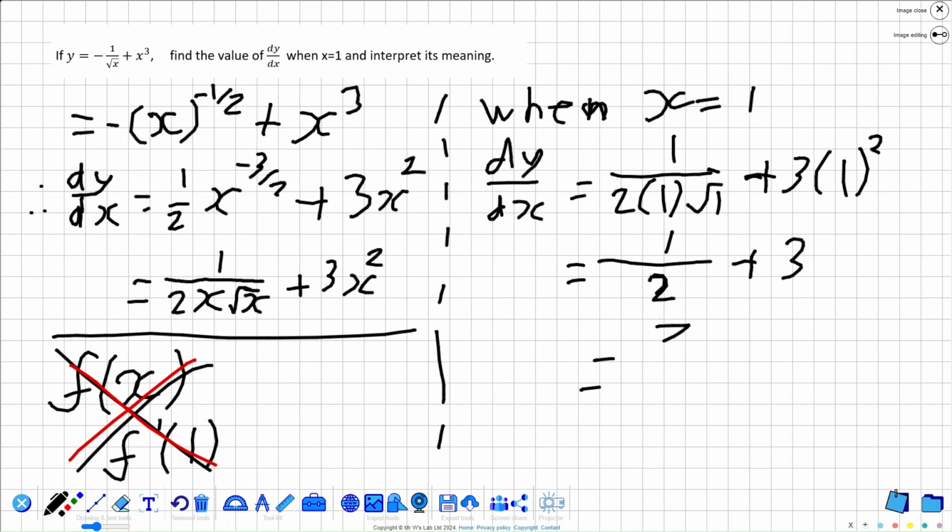7 over 2, and it did ask us to interpret its meaning, and what this means in this scenario is on the graph, because we found the derivative, when x equals 1, the gradient is just, we can just say the gradient is 7 over 2. Simple.